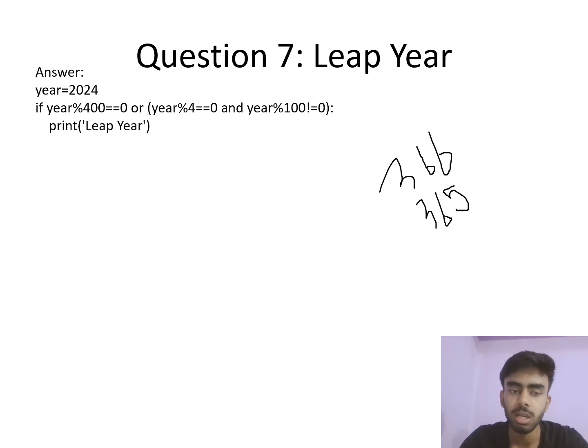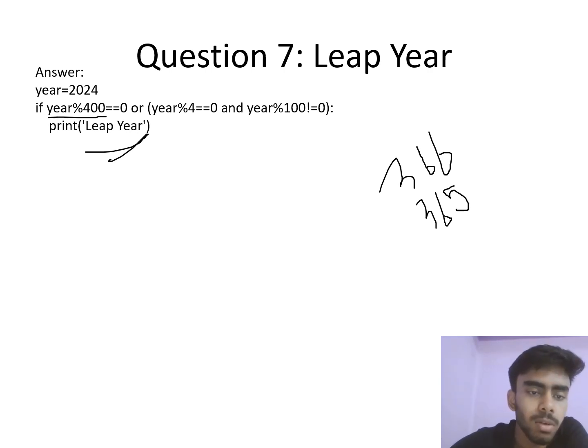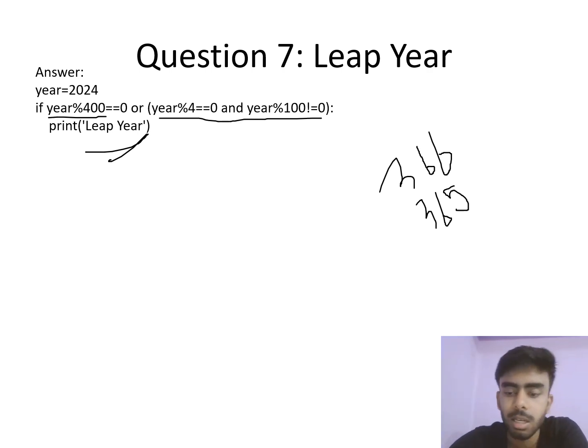You just have to apply the condition. And what will be the condition? See here: if year modulus 400 equal to 0, or year modulus 4 equal to 0 and year modulus 100 not equal to 0, then that year is a leap year. Why? If that year is divisible by 400, or divisible by 4 and not divisible by 100, then that year is a leap year. So remember both of these for leap year. Both are necessary.